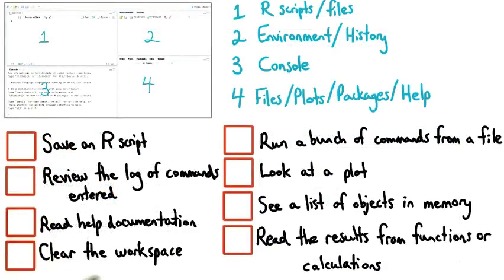So here is your list of actions, and I want you to pair each with the panel where you would do it in RStudio. Put the number of the corresponding panel in each of the boxes.